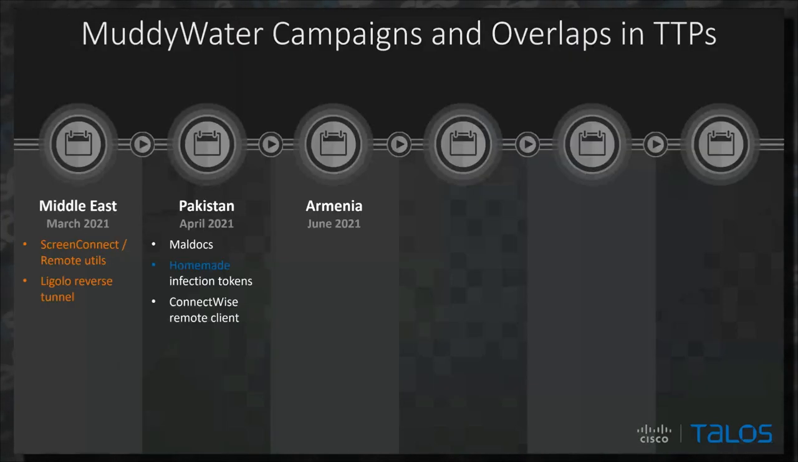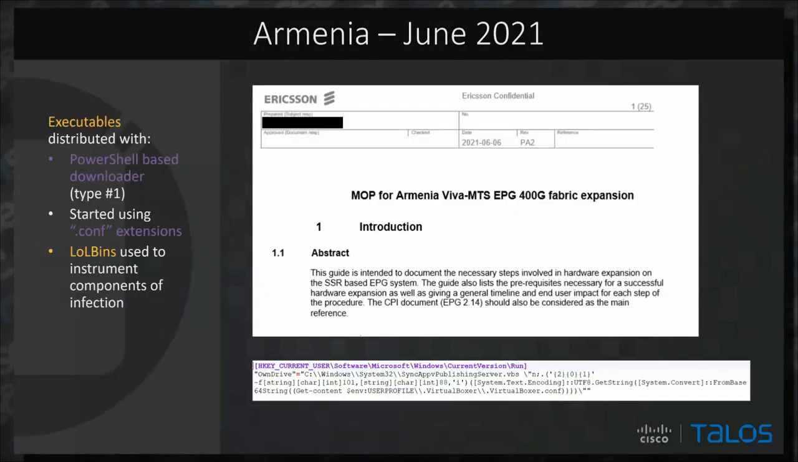The next campaign that we observed being carried out by MuddyWater was against Armenia in June 2021. Basically, what happened in this case was that the attackers would distribute malicious executables that were built based on a builder that they have. We believe this is a customized builder, and we've seen executables being generated by this builder and being used in other campaigns as well.